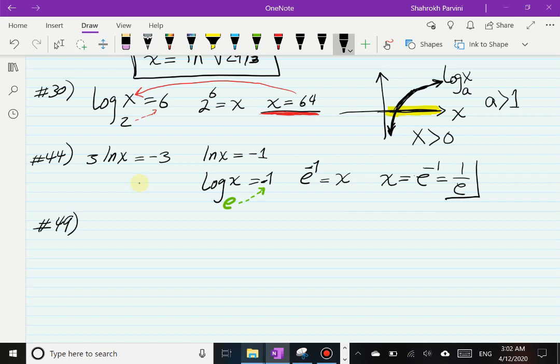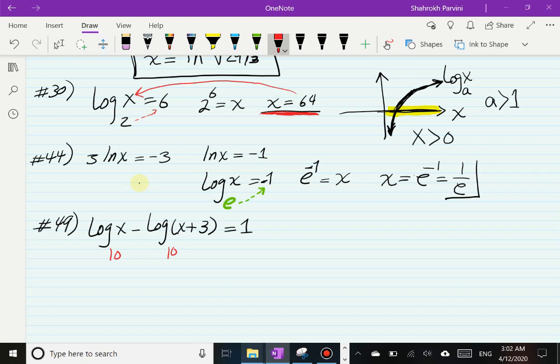In number 49, we have log that has no base. So it's log of x minus log of x plus 3, and that is equal to 1. Now remember, if the base is not written, what is it? 10, correct? That's what that is. So I'm going to go ahead and put those on there because we're going to need that in a minute.